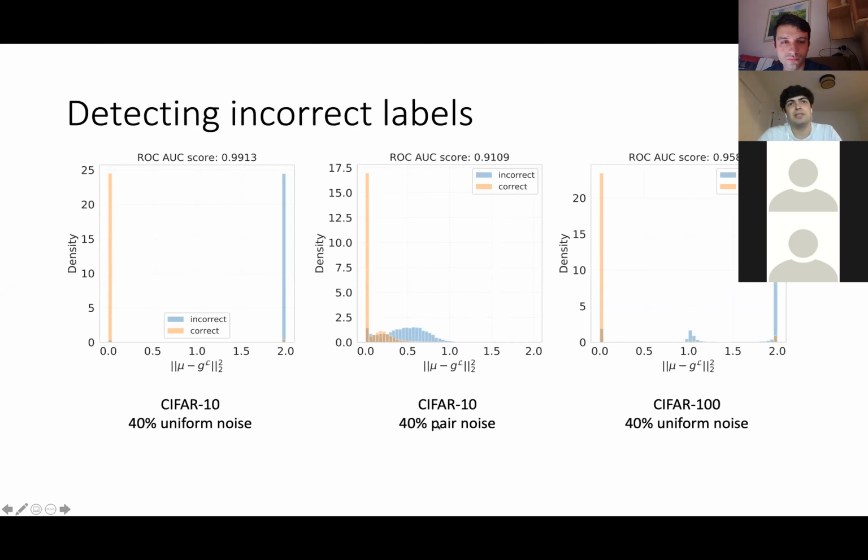Look, when it's CIFAR-10 but with pair noise, a trickier noise, the separation is not that accurate, though the AUC score is pretty high, above 90. So still, if your goal is to improve the performance, you can do some filtering or other operations to kind of bootstrap the results. And finally, CIFAR-100 with 40% uniform noise, I think, is qualitatively similar to the first case. Not very interesting. They separate pretty well.